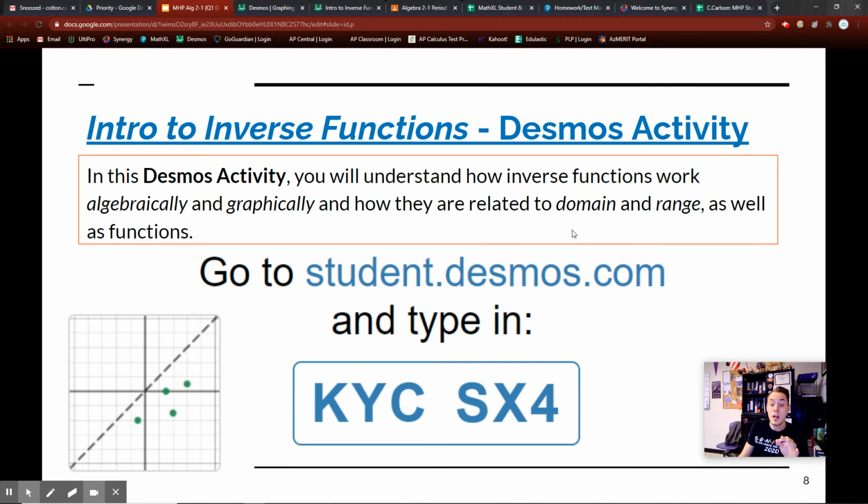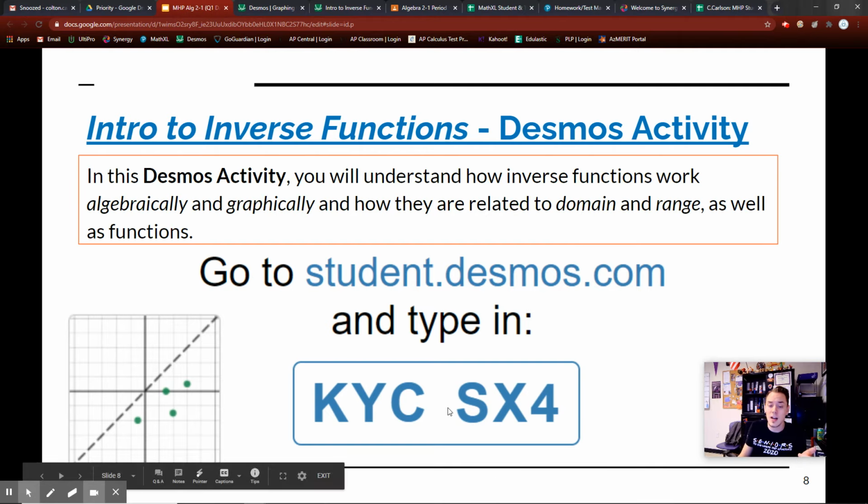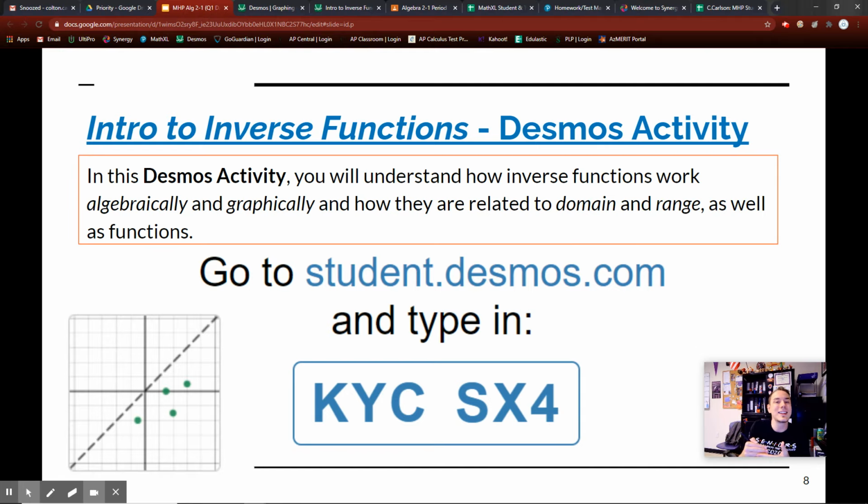I'm going to go through the vast majority of it with you. So please, if you want to follow along, go to student.desmos.com, type in this code, or go to Google Classroom and then click on that link right underneath all the PowerPoints. It's right there. It will take you straight up to this spot. Let's get started.